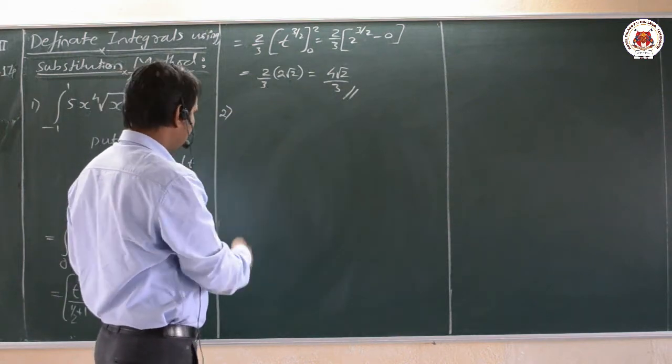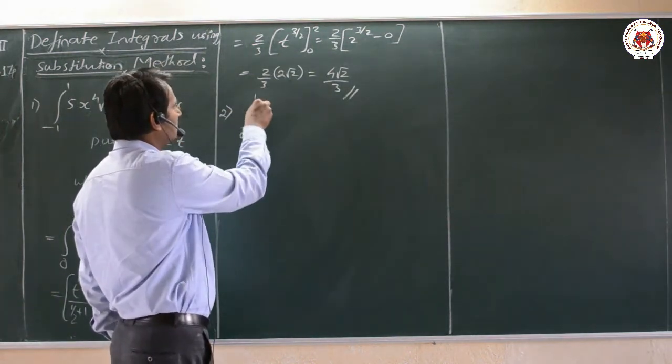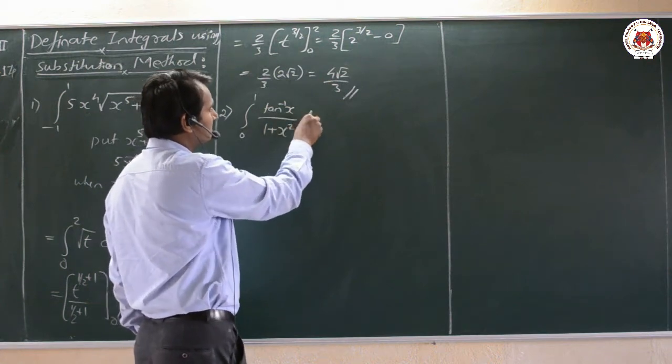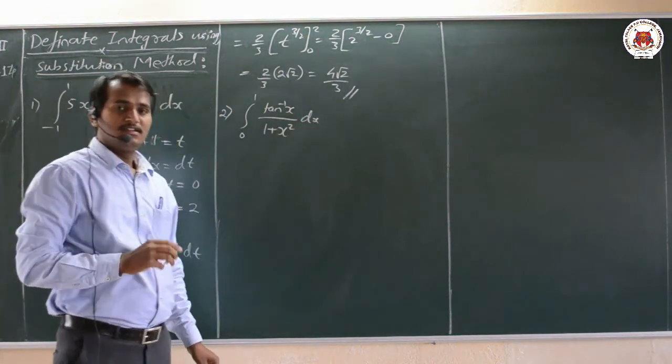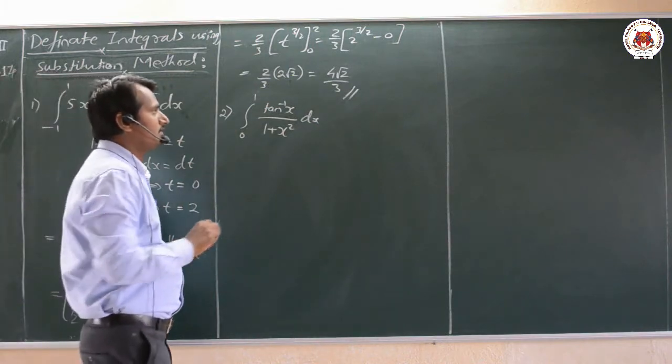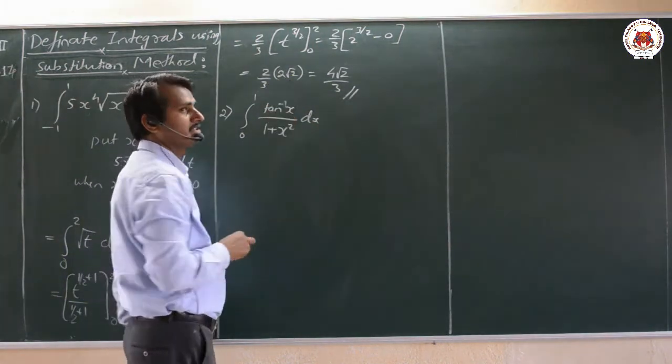The second one is the integral from 0 to 1 of tan inverse of x divided by 1 plus x square, dx. It is also a very simple example. Now what we have to do here is put tan inverse of x equal to t.